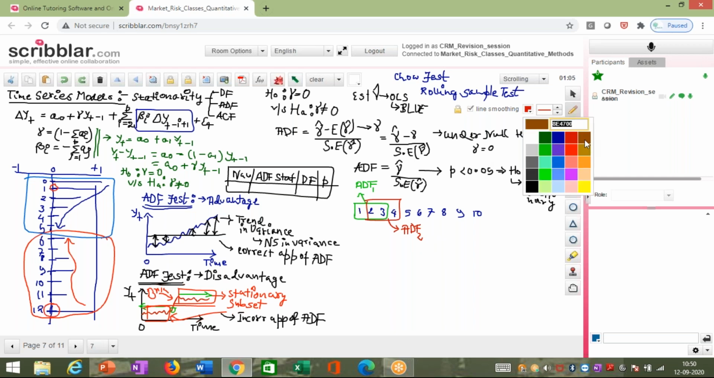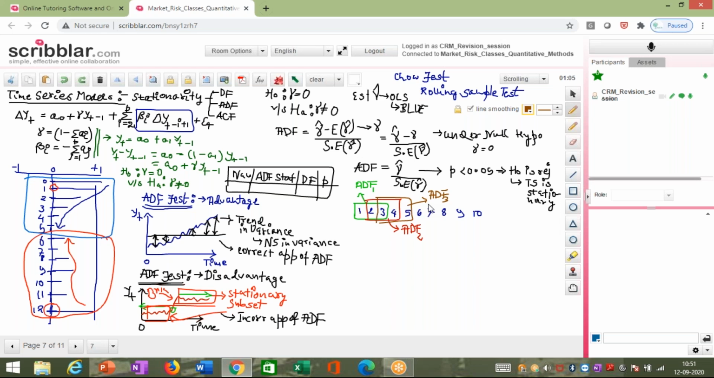Then the next one will be 3, 4, and 5, and from there I'll get ADF 3. So you can see that we are actually getting a distribution of ADFs. Now if I plot that distribution and check whether there is an unnatural spike in it, then we can say that at that time point there is a structural break.